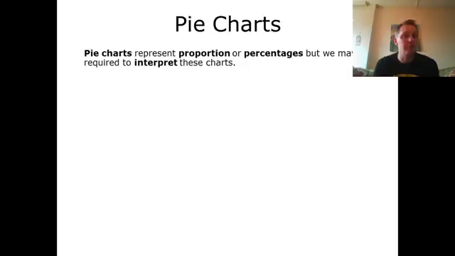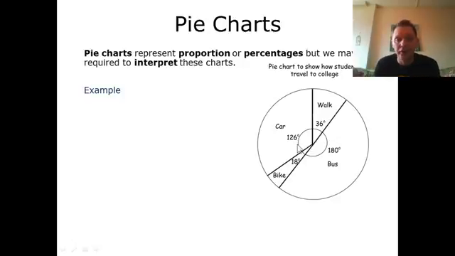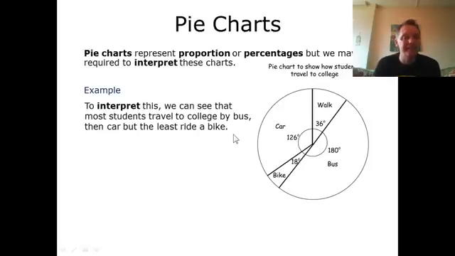So bear in mind that pie charts represent proportional percentages. We can use this information to interpret or analyse pie charts. So here I've got a pie chart with degrees for the different sections, similar to what we've already been looking at, and we're going to be using this to interpret the information on there. So we can see that most students travel by bus, because half of the students travel by bus, and the least amount of students ride a bike to college.